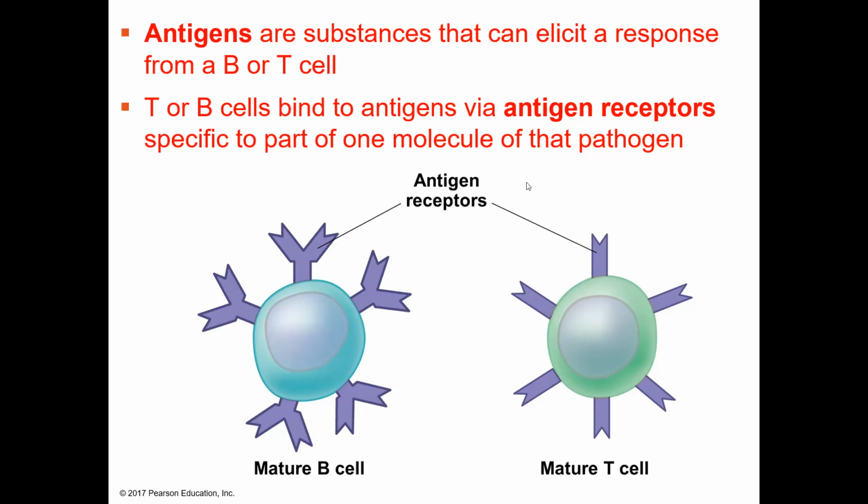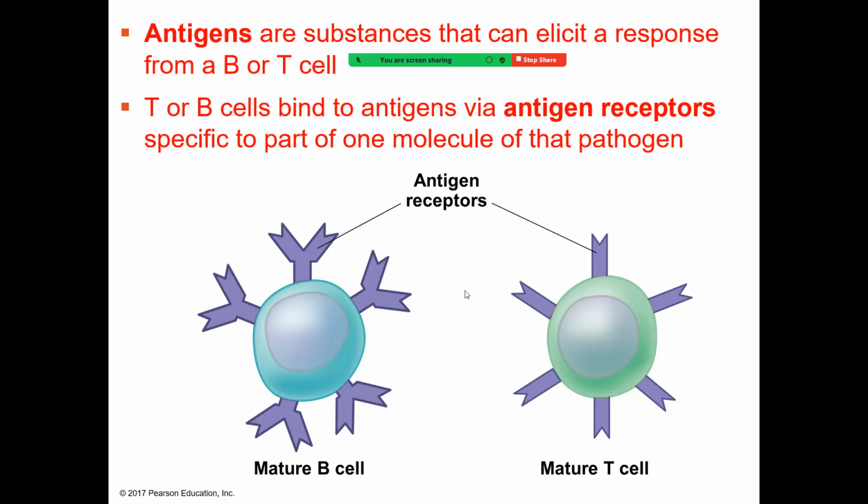These are all things that could be described as antigens. So T or B cells are going to bind to antigens via molecules called antigen receptors that are going to bind to a very specific spot on one part of the pathogen. A good example would be SARS-CoV-2, which caused our most recent pandemic. The protein on the surface of the virus that we targeted the vaccine to was the spike protein. So that spike protein is the antigen itself.